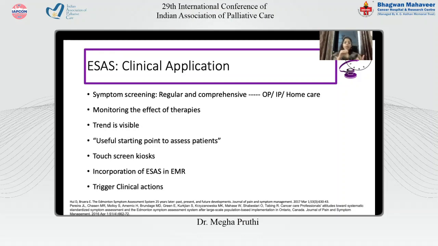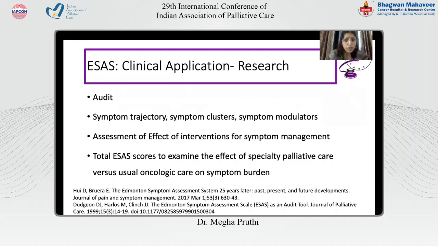However, it should only complement the clinical decision of the oncologist and not be the only trigger factor and not overcome it. So it's a great research tool. It is used to audit our interventions, the effect of interventions on symptom management. It is used to see the trajectory of symptoms across the spectrum of the disease. It is used to see the symptoms that are clustered together, symptom modulators. Then overall total ESAS scores to examine the effect of specialty palliative care versus usual oncologic care on symptom burden. We can use it to measure that difference.